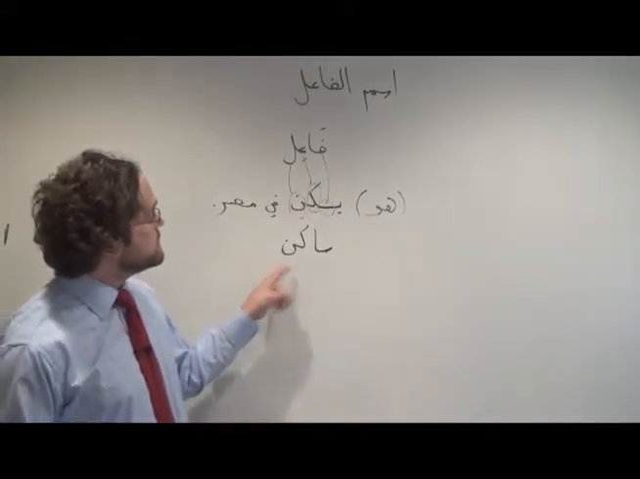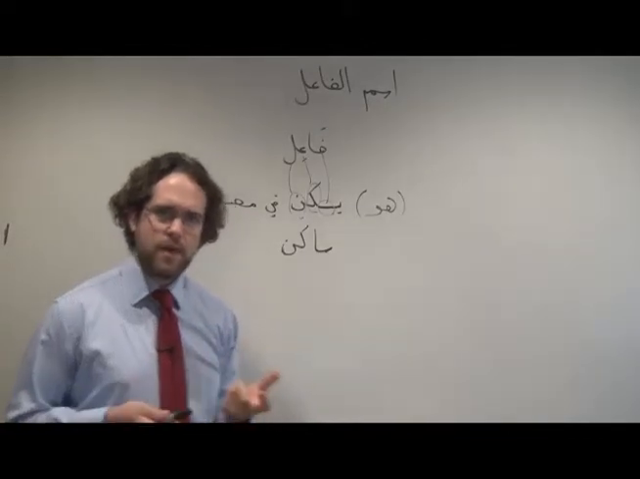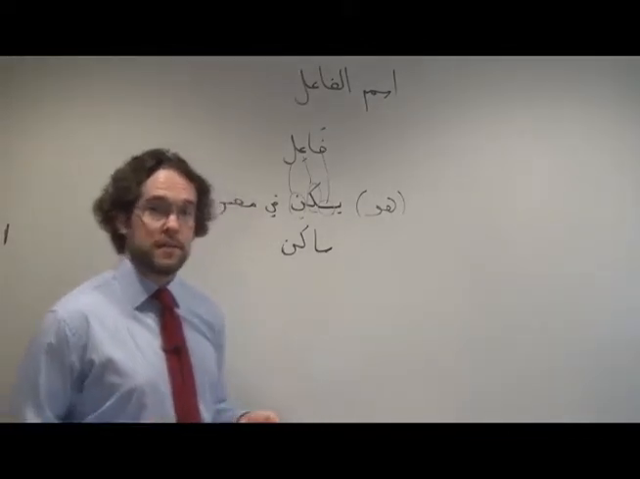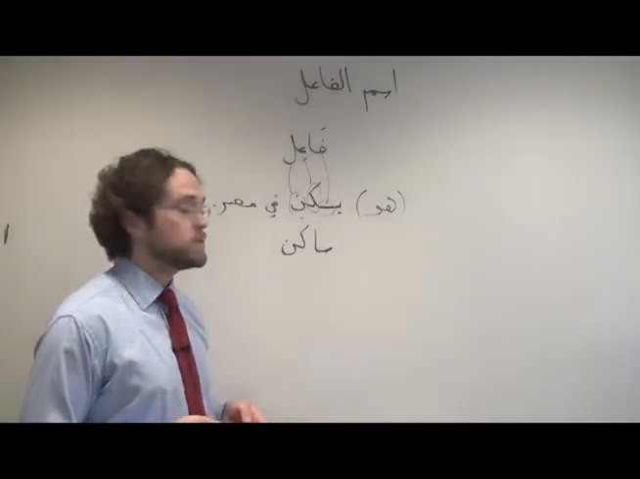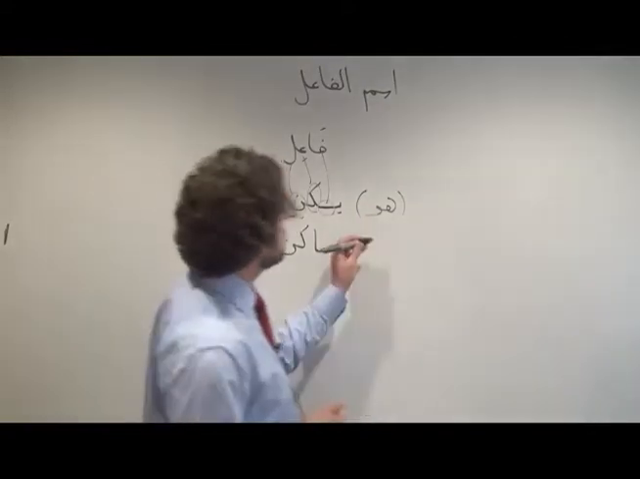Now since this is ism fa'il, right? It's an ism, it's a noun, right? We have a noun describing this verbal action, or what we think of as a verbal action taking place. And since it's a noun, if we want to refer to someone else, say a woman, instead of huwa, we might want to talk about a hiya.